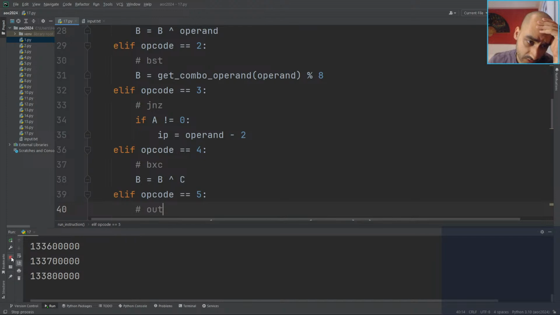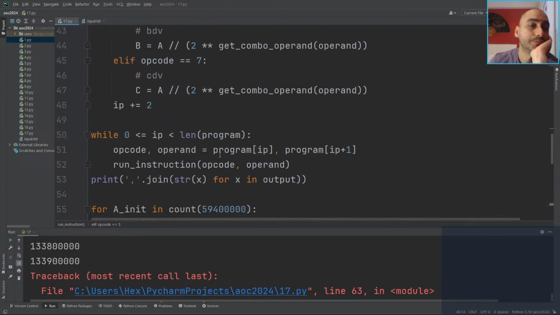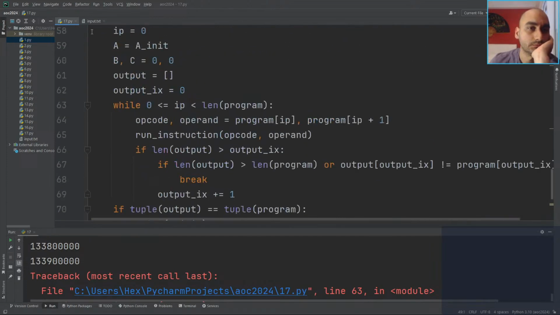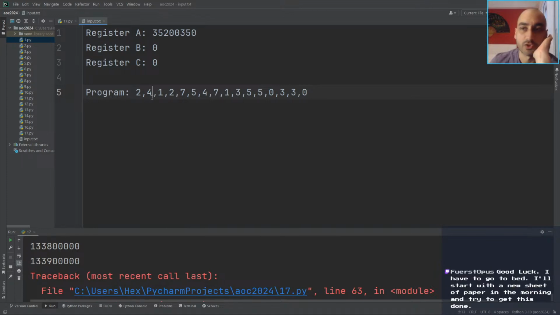Alright, stop this program. Oh, man. Okay, so if we... Let's go to bed. I'll start with a new sheet of paper in the morning and try to get this done. Alright. See you next time.